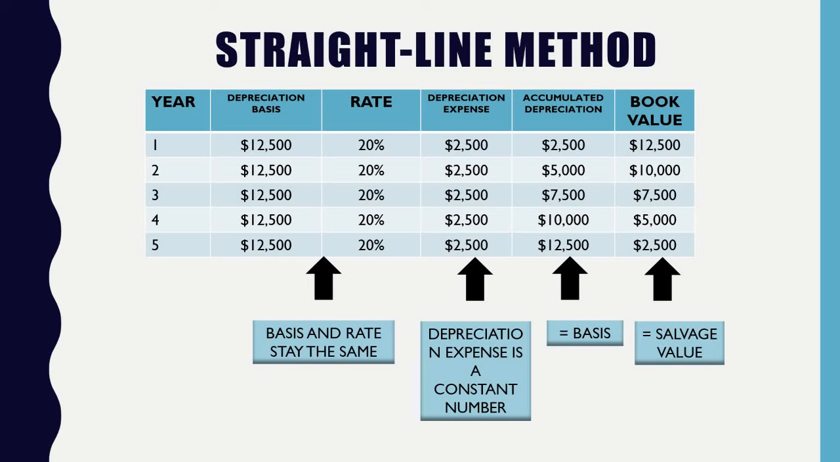And therefore, once we notice that that's going to happen, we're going to notice that at the end of the useful life of the asset, 5 years, the accumulated depreciation is going to be equal to your depreciation basis. And last but not least, your book value is going to equal your salvage value. So once again, easy. Any questions?